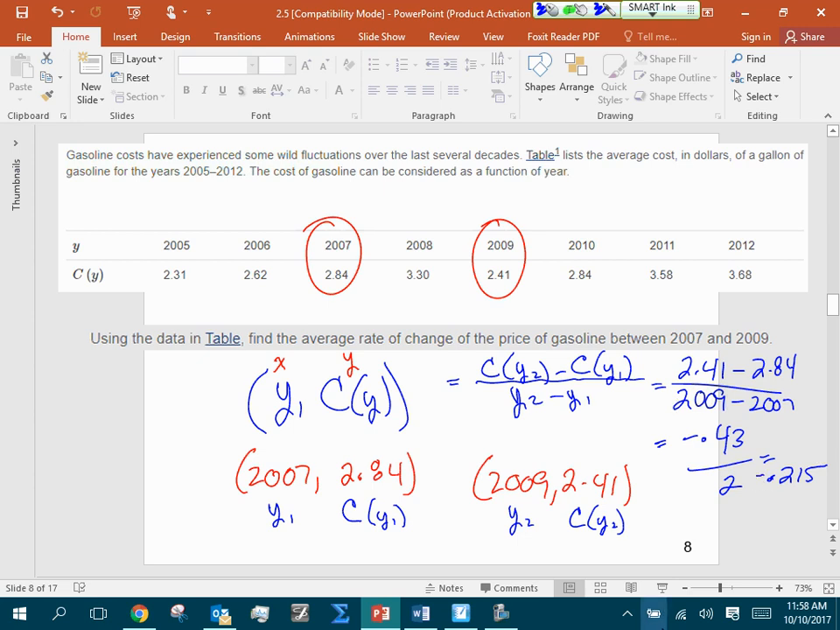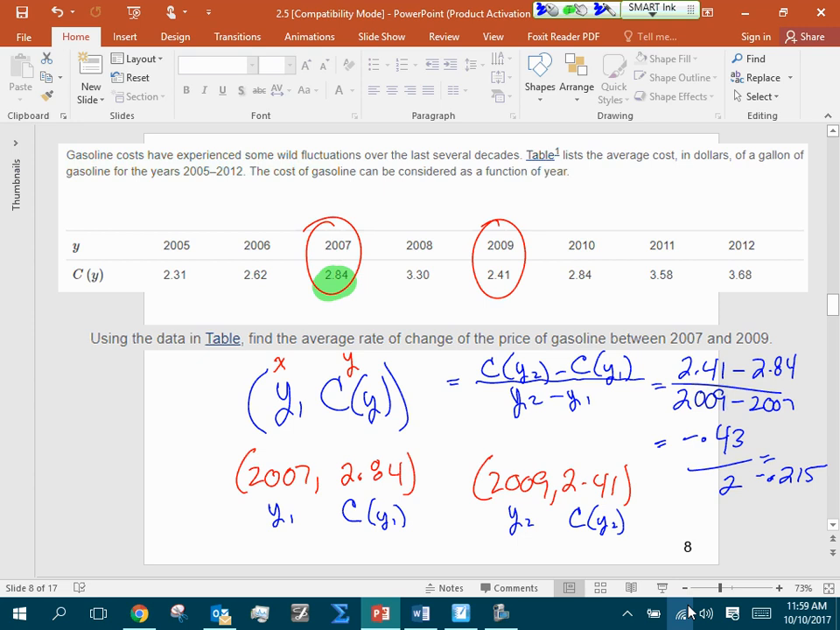Negative 21.5 cents. Does that kind of make sense? Okay. So if we analyze this and work with this at 2007, if I take $2.84 and subtract 21.5 cents from that, it should give me an idea of how much gas would have been in 2008. Now, that's not exactly what gas was in 2008. Does that make sense? Okay, it's average rate of change.